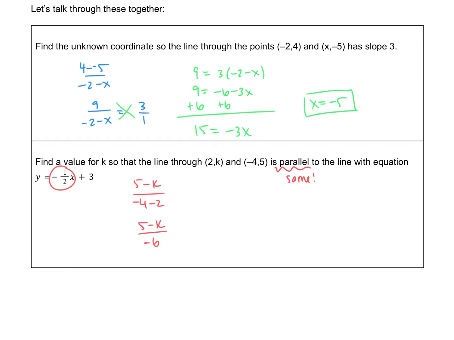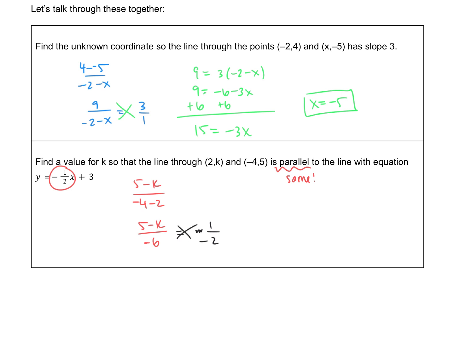Parallel has the same slope. So I set up for my slope. I'm going to set this equal now to -1/2. Now, does that negative go with the 1, the 2, or both of them? I can actually choose. I can't put it with both. I can put it with the 1 or the 2. So do you want the negative with the 1 or the 2? 2. Okay. I heard a really strong 2, so I'm going to go with the 2.